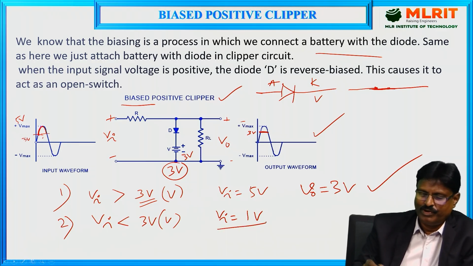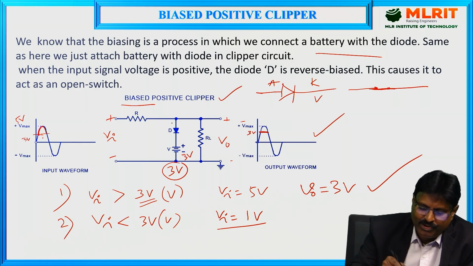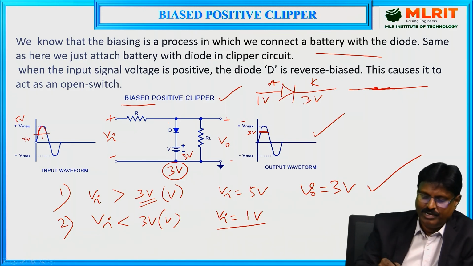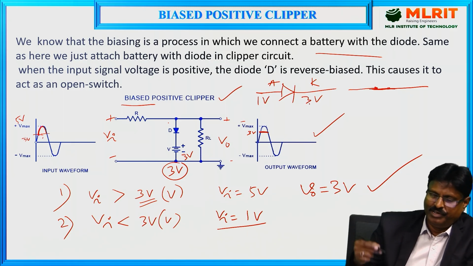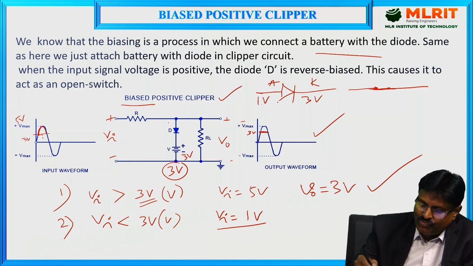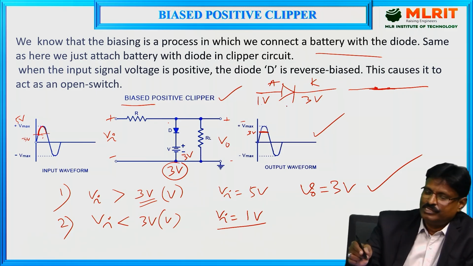Vi is equal to 1 volt, which means the anode voltage, since Vi is connected to the anode. So this is 1 volt and this will be 3 volts. Already it is fixed: the cathode voltage is 3 volts. Whenever the anode is 1 volt, the cathode is 3 volts.